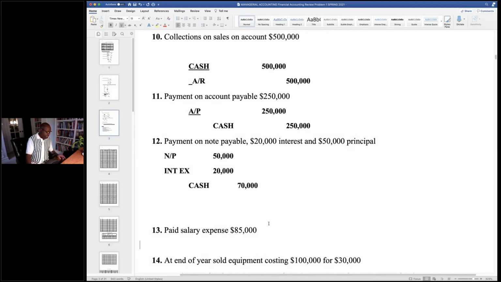Pay salary expense. That should be an easy one. Salary expense, you debit that, and then you credit cash. Okay, so debit salary expense.